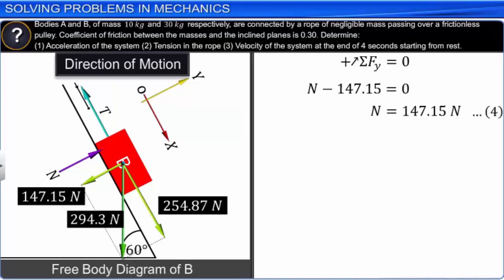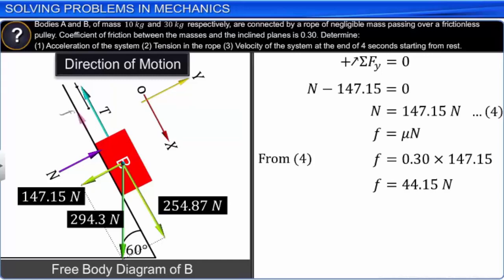As the body B is moving down the plane, the frictional force F acts upward. F is equal to the product of the coefficient of friction, mu, and normal reaction, N. Substituting the value of N from equation 4, we get the frictional force F as 44.15 newtons.